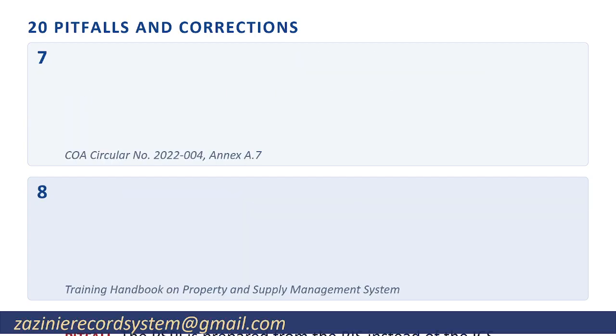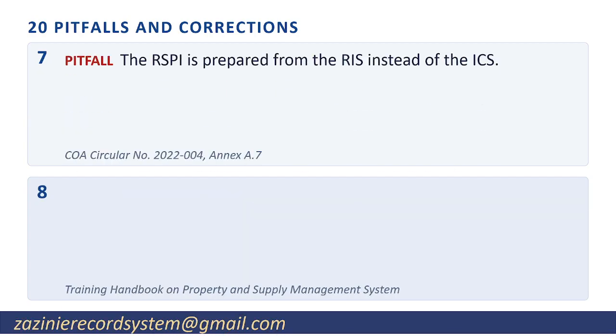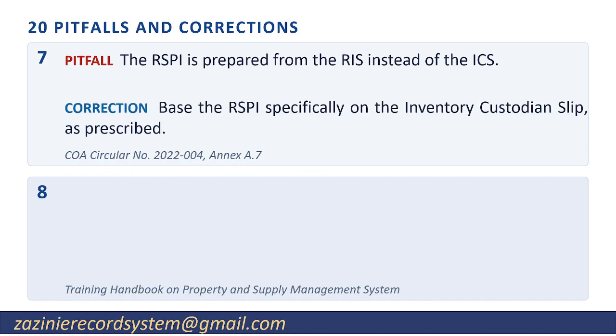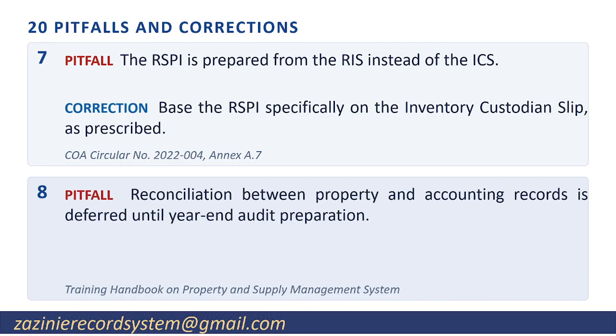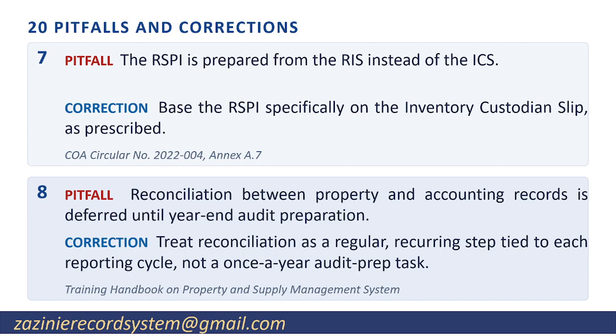20 pitfalls and corrections. Number 7. Pitfall: the RSPI is prepared from the RIs instead of the ICs. Correction: base the RSPI specifically on the inventory custodian slip, as prescribed. Number 8. Pitfall: reconciliation between property and accounting records is deferred until year-end audit preparation. Correction: treat reconciliation as a regular, recurring step tied to each reporting cycle, not a once-a-year audit prep task. Next slide.